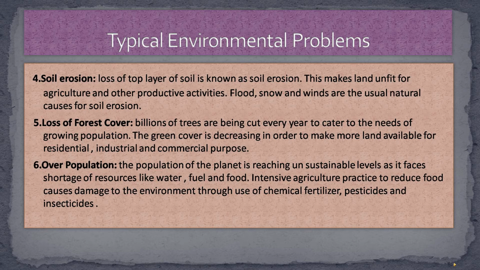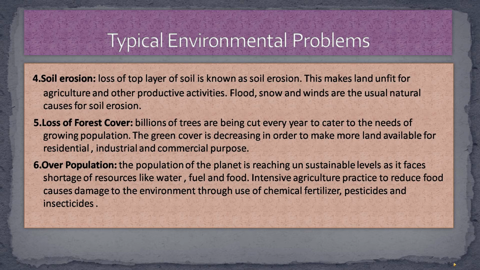Unsustainable levels means the population is not able to be managed, as it faces a shortage of resources like water, fuel and food. Due to the increase in population, there will be a decrease in resources like water, fuel and food for the growing population.